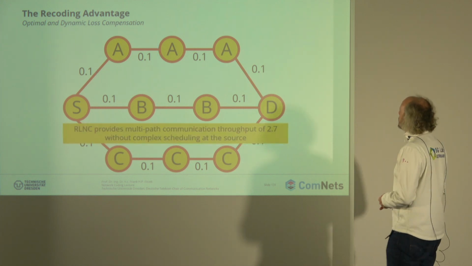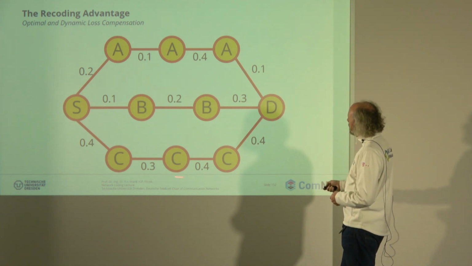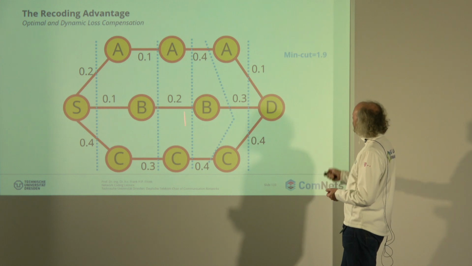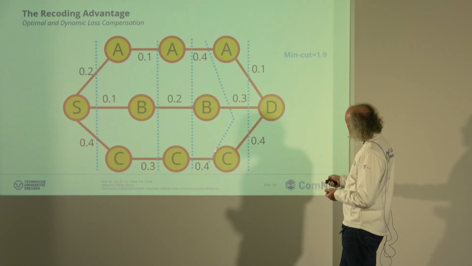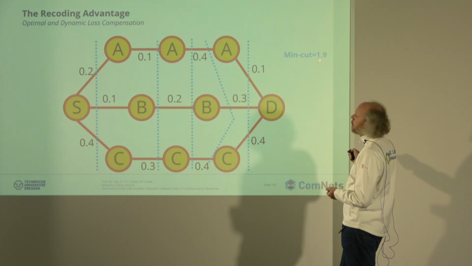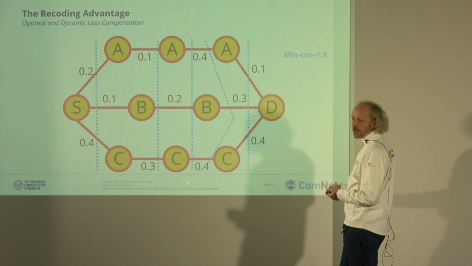So if the numbers change a little bit, for example, if you have now a 0.4 here and it becomes more shaky, so do all the cuts, right? And if you do the cuts, where's the worst one? That's here, right? So 0.6, 0.7, 0.6 is 1.9. So this is what you get if these are all recoders.